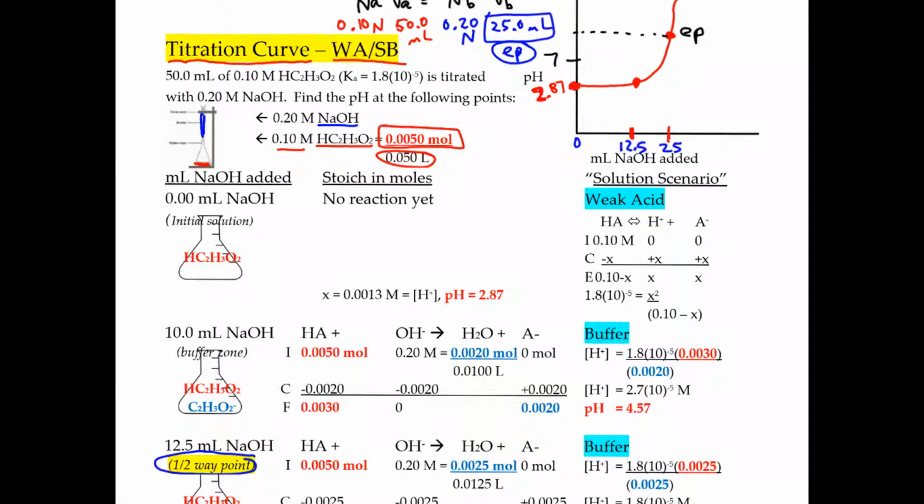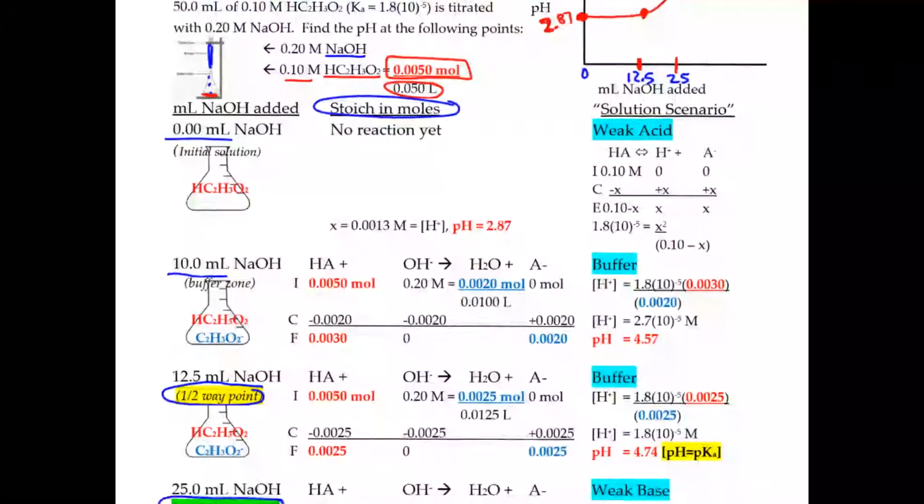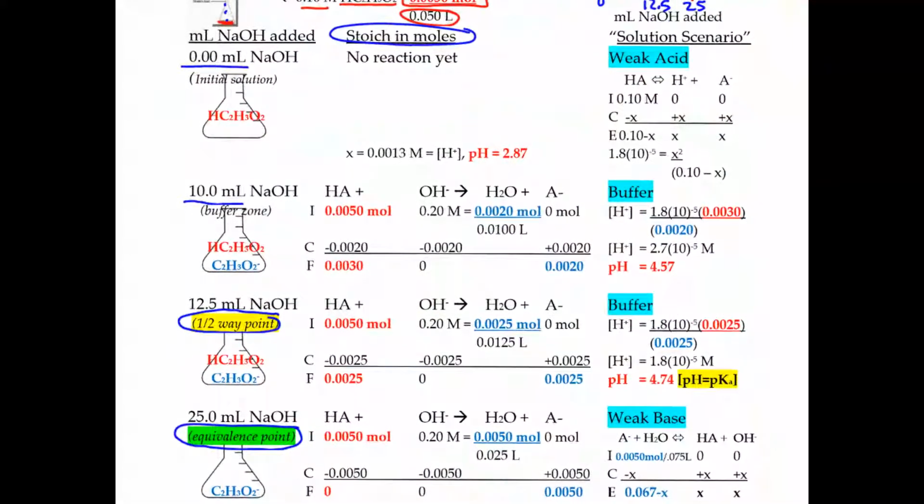Okay, now we're going to start putting in the NaOH. The moment you drop an NaOH drop into here, there's going to be a reaction. So you're going to do stoichiometry moles. Stoichiometry moles is always going to happen past the first 0. At 0, there's no reaction because you haven't added it yet. But as soon as you add something, you're going to have stoichiometry moles. So let's just go right to the halfway point. Just to save time, we're going to focus on the halfway, the equivalence, and then past it.